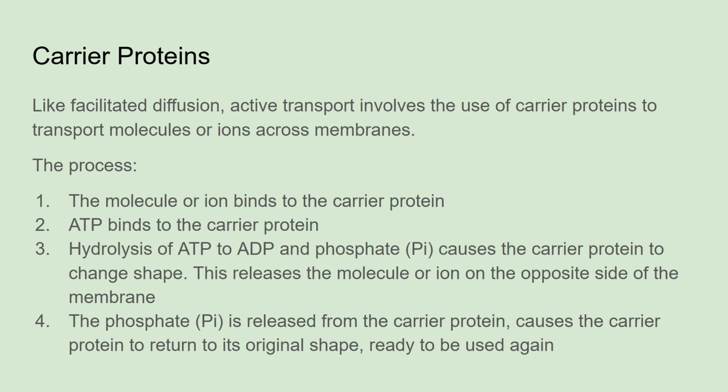So in this process, the molecule or ion binds to the carrier protein, ATP binds to the carrier protein, and the hydrolysis of ATP to ADP and phosphate causes the carrier protein to change shape. This releases the molecule or ion on the opposite side of the membrane. Then the phosphate is released from the carrier protein, which causes the carrier protein to return to its original shape and is ready to be used again.